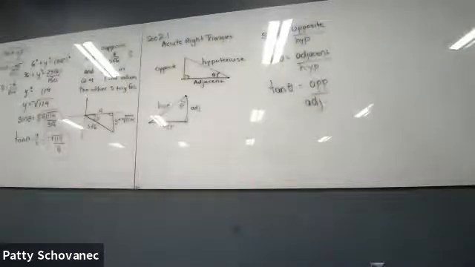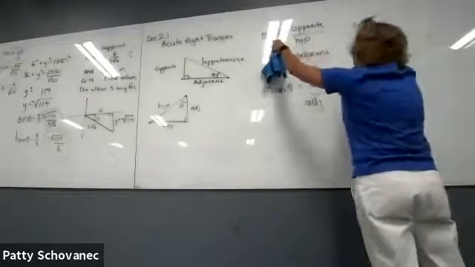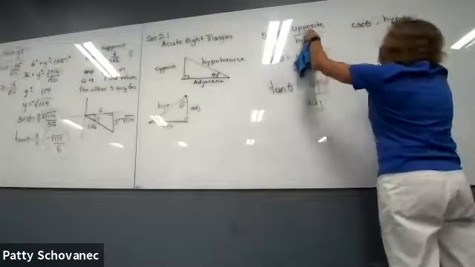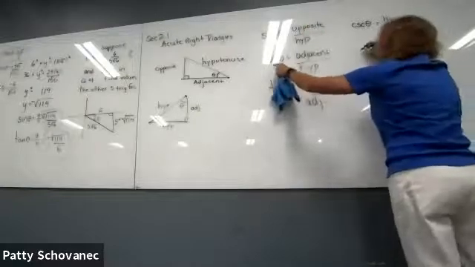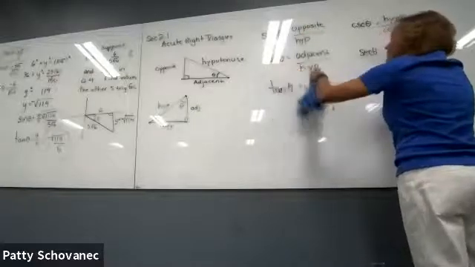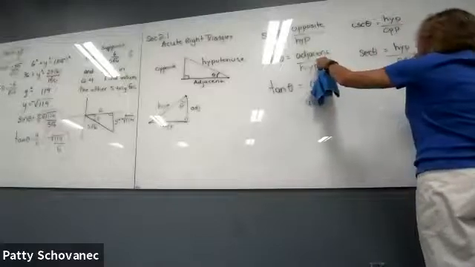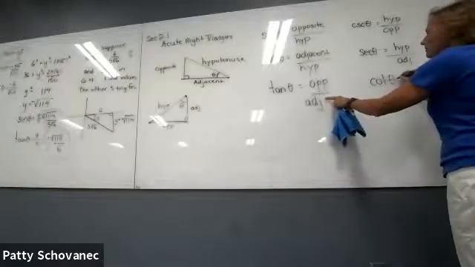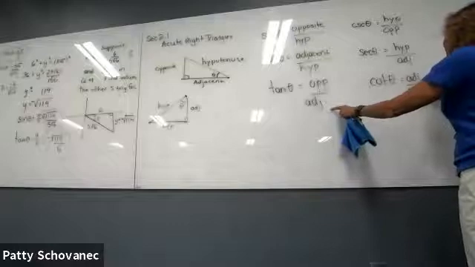Then flip these over and you have our reciprocal identities. The cosecant of angle theta is the hypotenuse over the opposite. The secant of angle theta is the hypotenuse over the adjacent. And the cotangent of angle theta is the adjacent over the opposite.